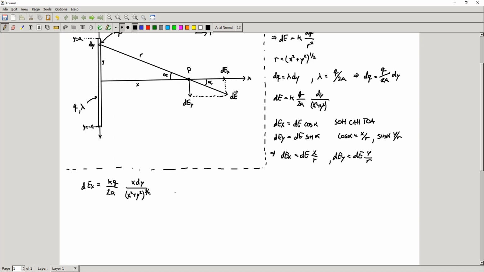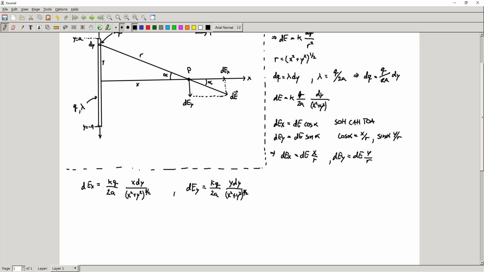And in the dy direction, oops, that's dEy, we're going to end up with kq over 2a y dy, and again we're going to have (x squared plus y squared) to the 3 over 2 in the basement here also, okay? So we've done a bit of work here.